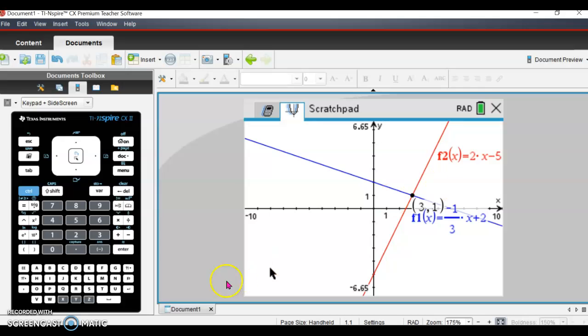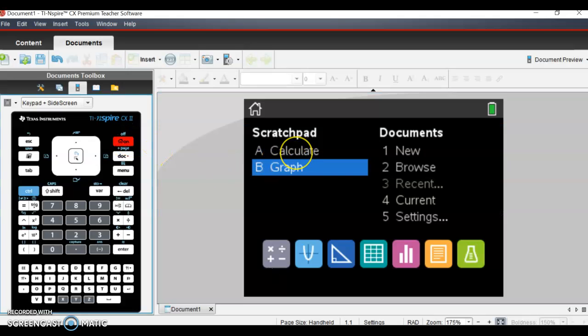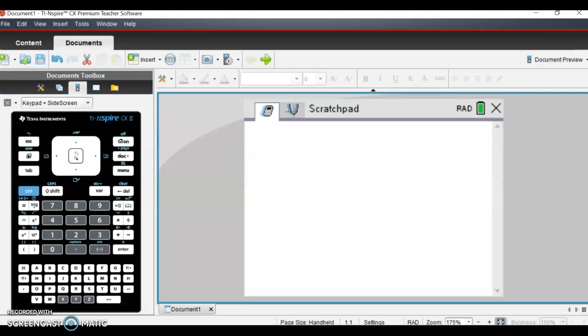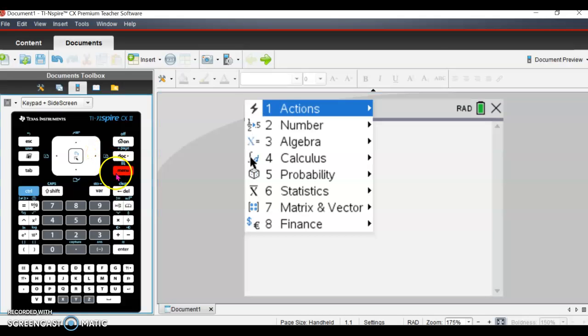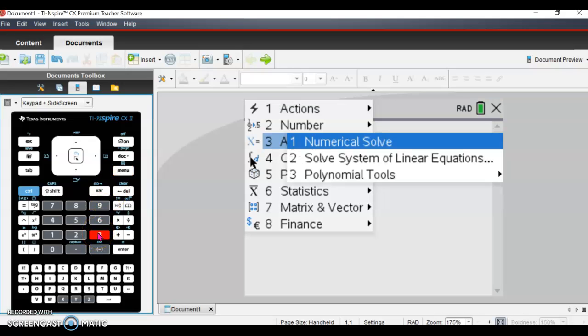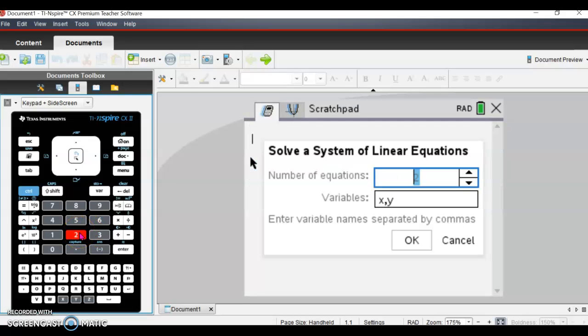That is one way. The other way to find a solution to a system of equations, if I go back home and I go to calculate, we're not graphing this time, we can use LinSolve. Like NSolve, when you're solving one equation, we're solving two, so it's called LinSolve. You would hit menu. Remember, you're in algebra class, right? So choose number 3 for algebra. And instead of NSolve, which is number 1, we're using number 2, a system of equations.